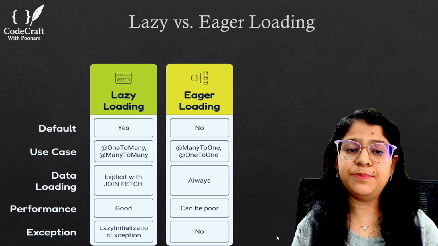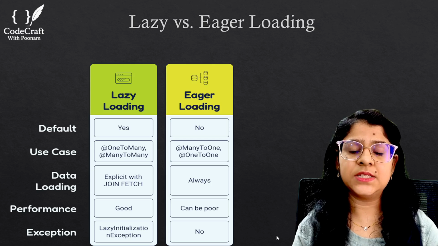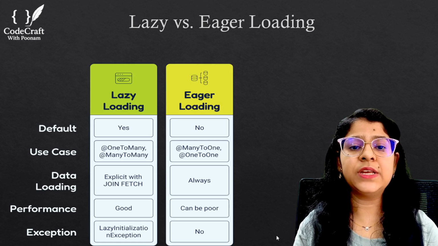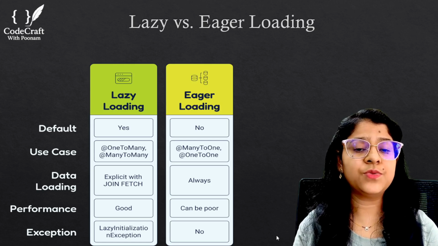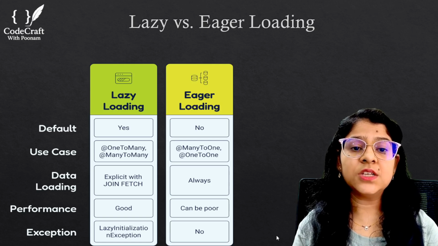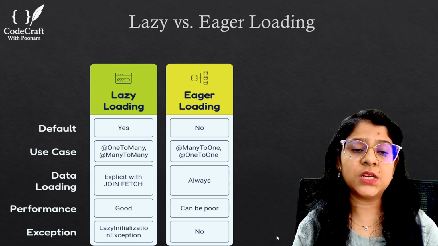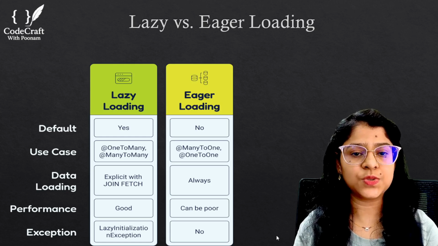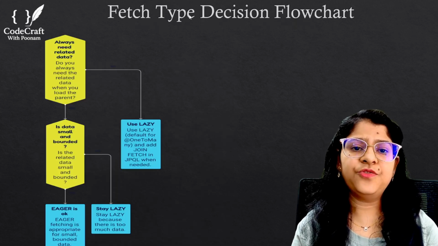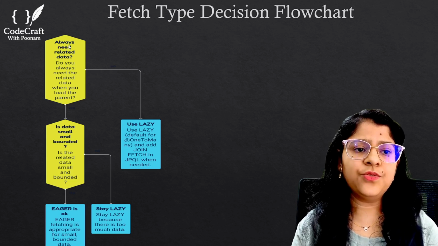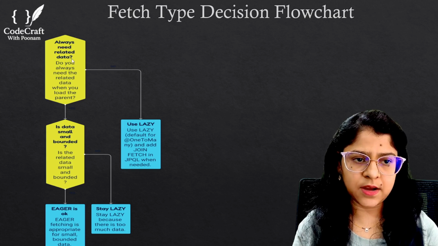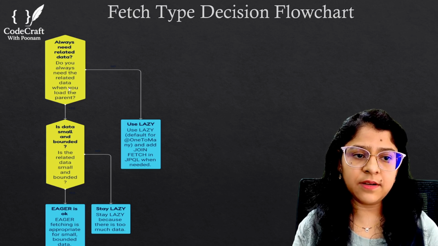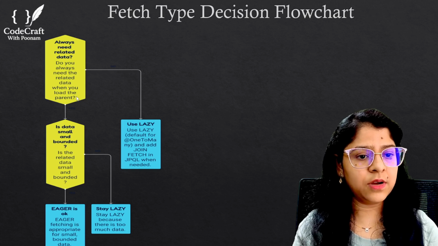So in practice, we keep @OneToMany as lazy. That is our default. Use join fetch in your JPQL query when you know you need the children. And you never switch @OneToMany to eager just to fix a LazyInitializationException. Why? Because that just hides the problem and causes performance issues. So coming to the fetch type decision flowchart. When you always need related data, you need to think: do you always need the related data when you load the parent?